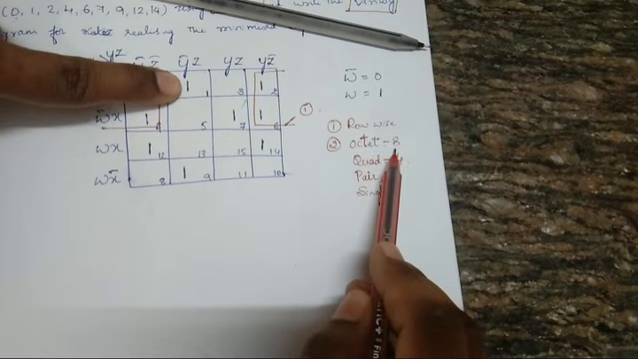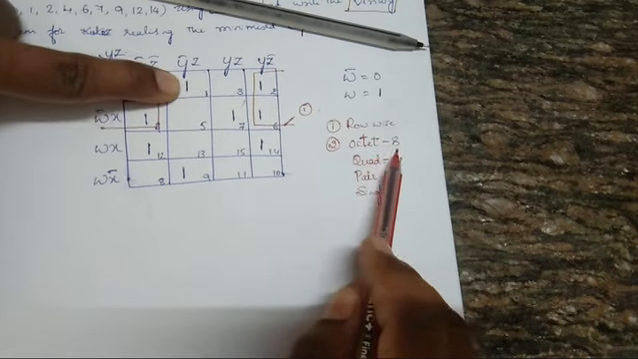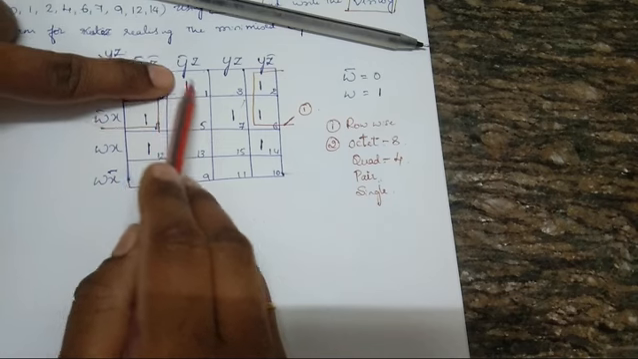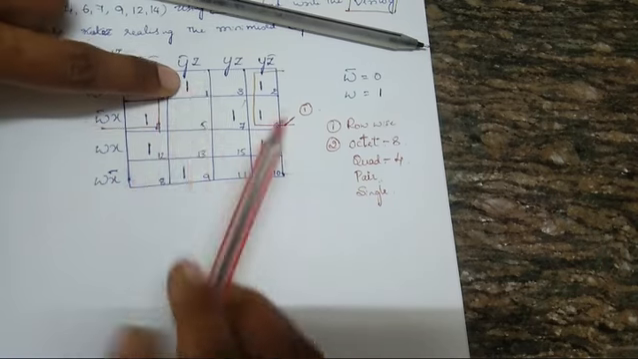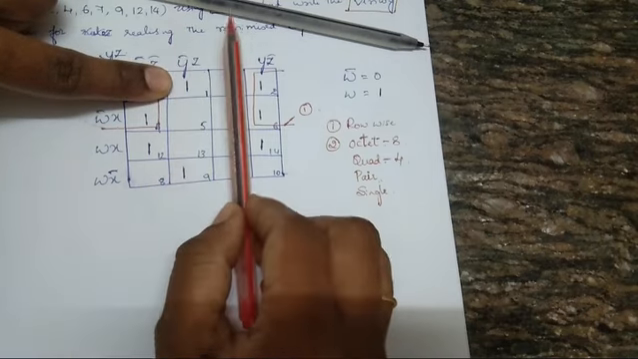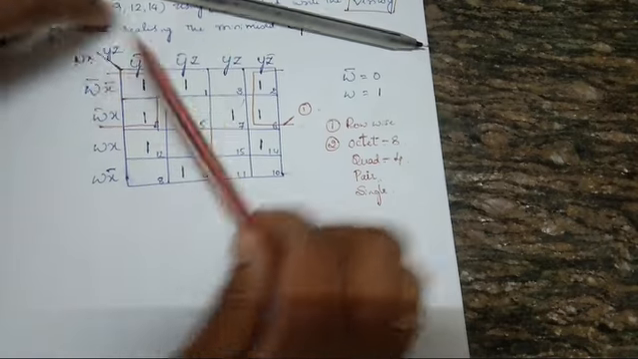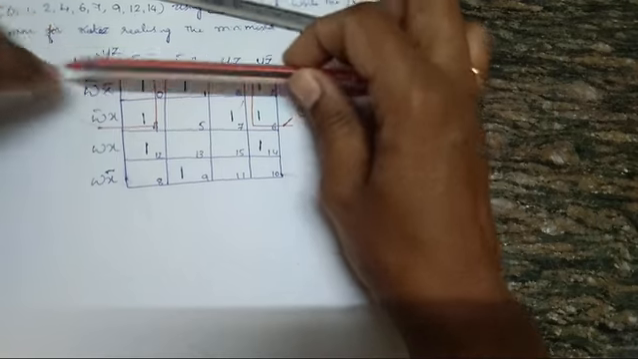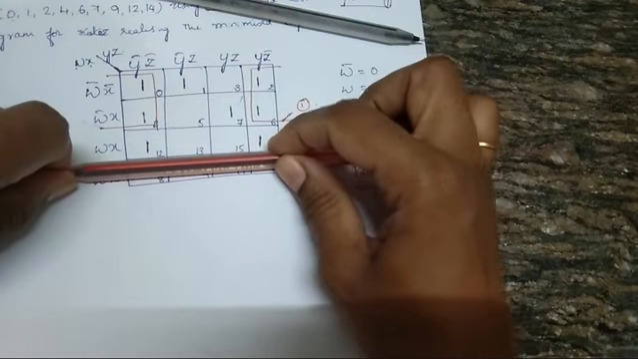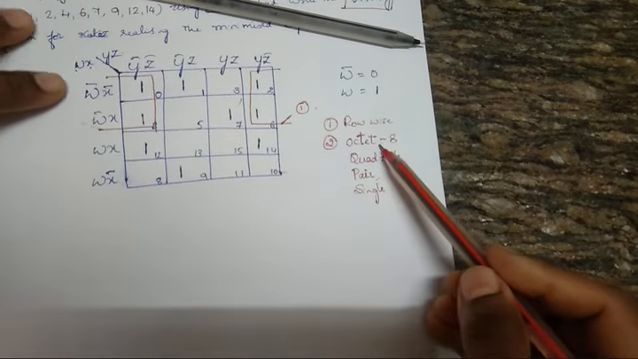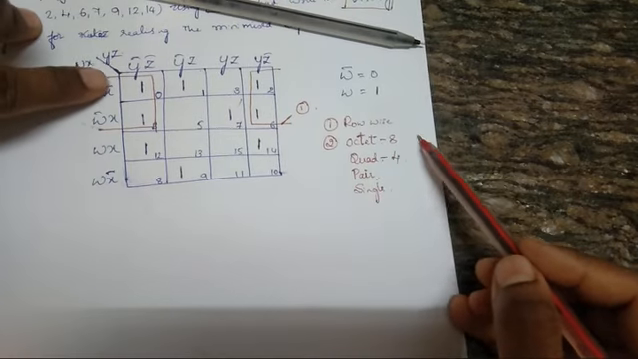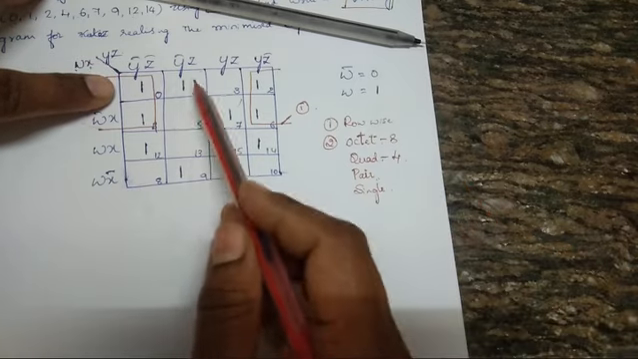Look for an octet. Is there any possibility for this one to become an octet group? Check. Are there any ones in these two lines? No. In these two lines? No. In this and in this line? Yes or no? No, right? So the octet possibility can't be. We can't make any octet for this one.